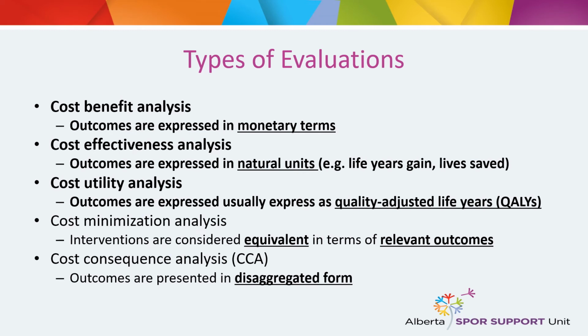There are various types of evaluations, each with different implications. The difference is how the outcomes are measured and valued. For example, in cost-benefit analysis, the outcomes or benefits are in dollar amounts. In a cost-effectiveness analysis, the outcomes or benefits are in natural units. In a cost-utility analysis, the outcomes or benefits are measured with utility-based estimates, often expressed as quality-adjusted life years.